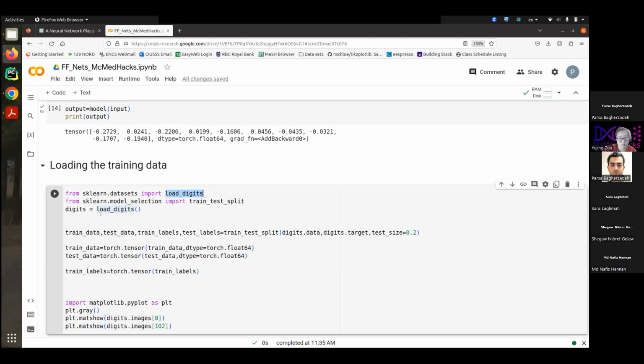So 0, 1, 2 to 9. We have 10 digits, and the problem is to classify an image of a digit for the corresponding digit, whether it's a 1 or 2 or what.